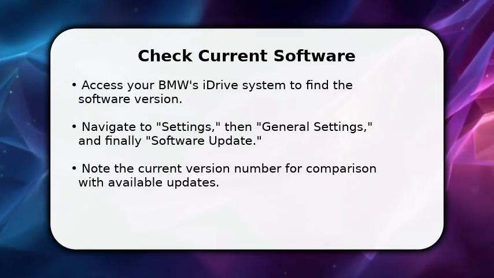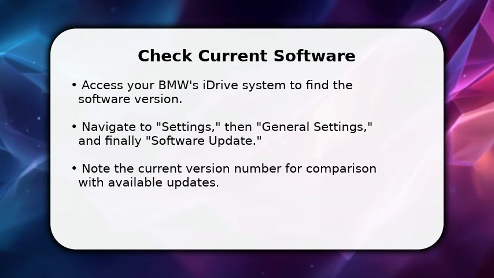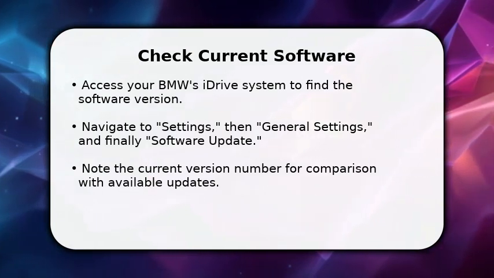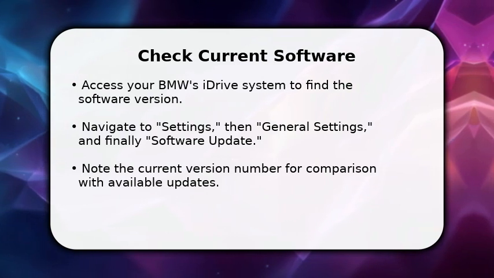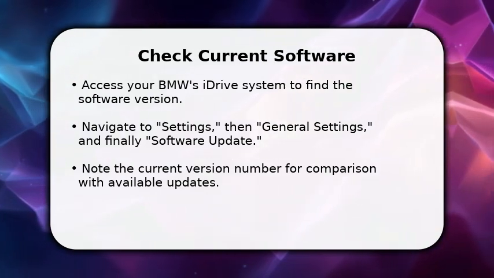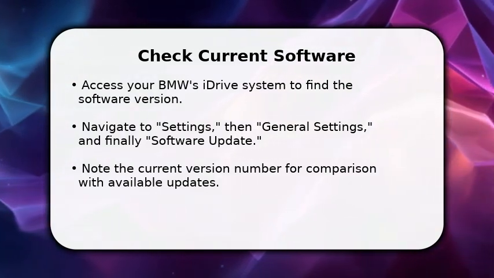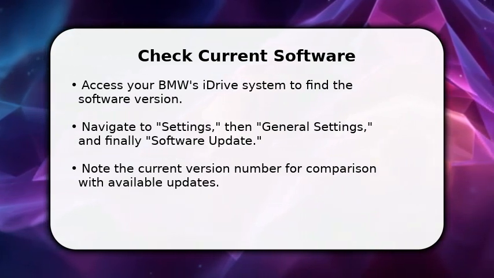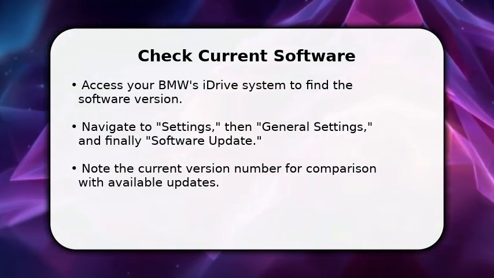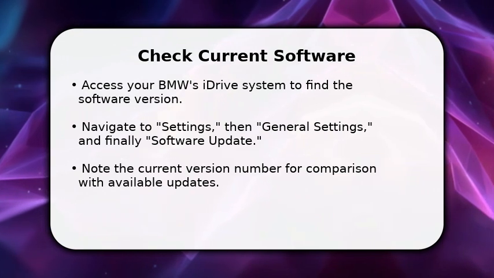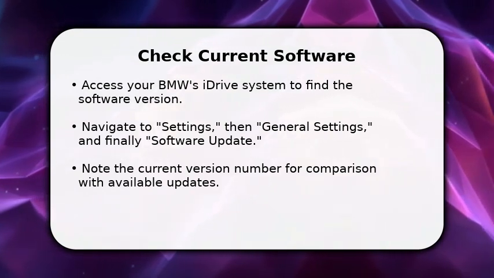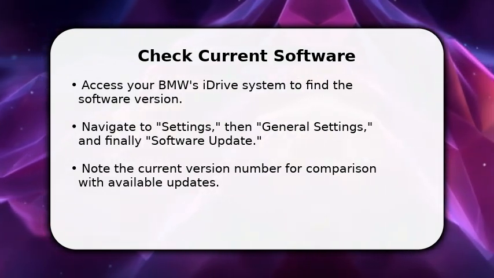In this video, I will explain how to update your BMW X3 software. First, you'll want to check your current software version. Access your iDrive system and navigate to the Settings menu. From there, select General Settings and then Software Update. This will display your vehicle's current software version, which is important to know before proceeding with any updates.